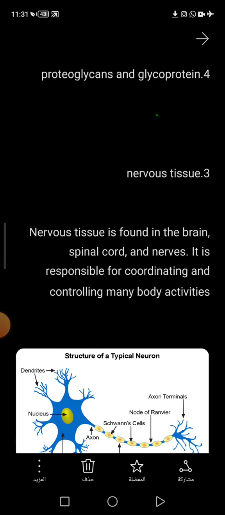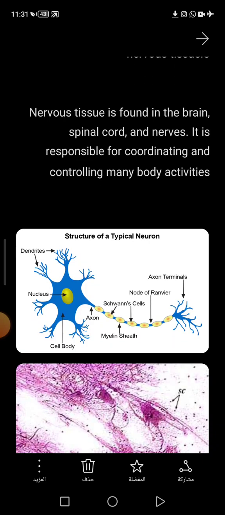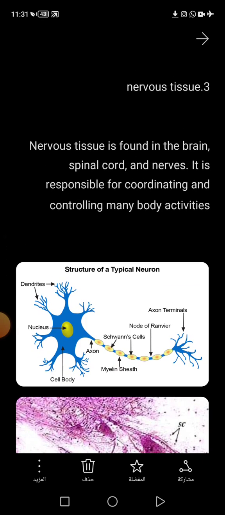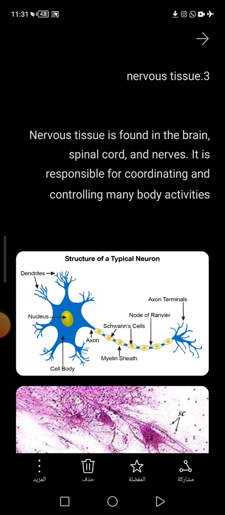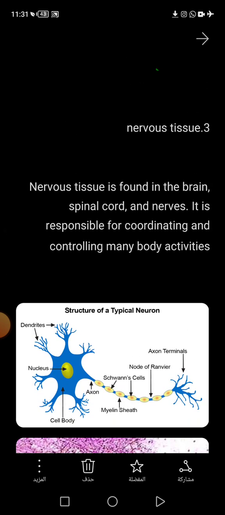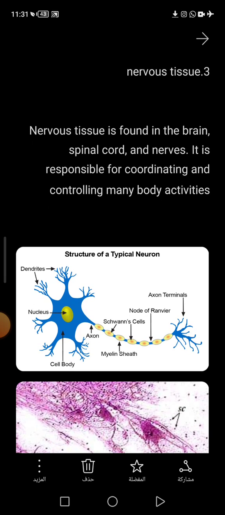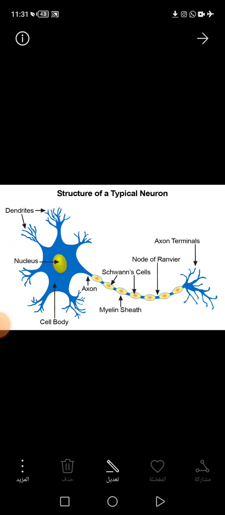So we come to nervous tissue, the third type of tissue. Here is an example of a nerve cell. Nervous tissue is found in the brain, spinal cord, and nerves. It is responsible for coordination and controlling many body activities. So when we come to nervous tissue separately, and there, what's glial, for example, what's nervous tissue, I will explain it in a video in detail. But now simply just look at a neuron, a structure of a typical neuron.